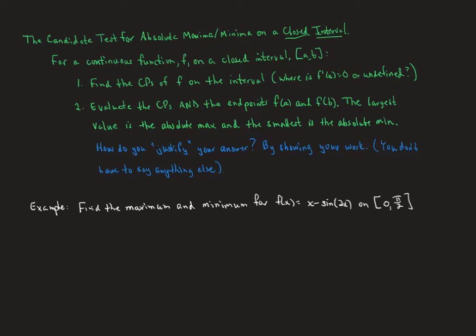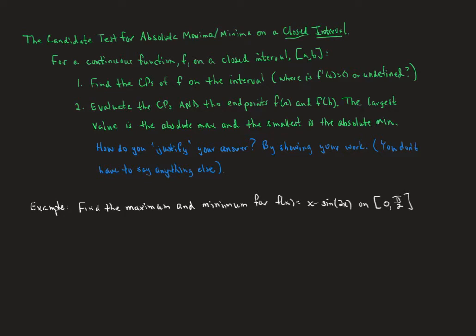So if we have a continuous function on a closed interval, then from the EVT, the extreme value theorem, we know that there must be a maximum and a minimum. So what we'll do is we'll first find the critical points. That means we're going to take the derivative, set it equal to 0, find where it's 0 or undefined. Those are what we call critical points, and we're abbreviating as CPs.